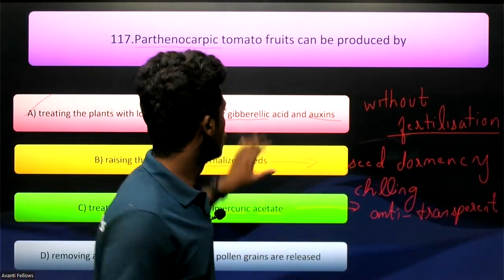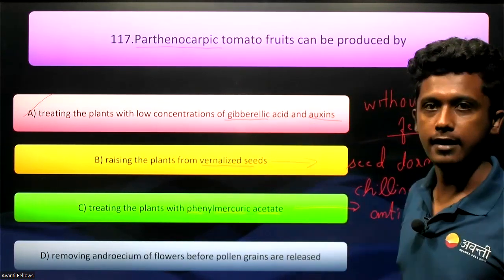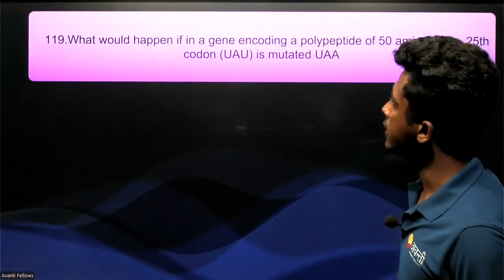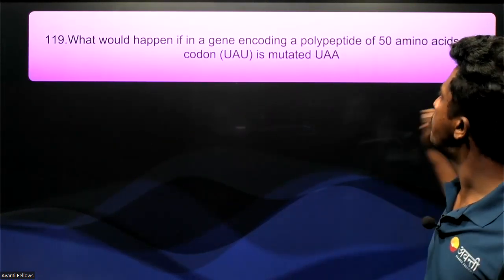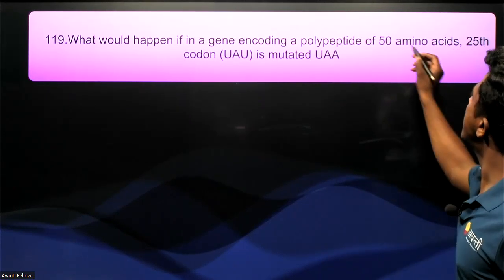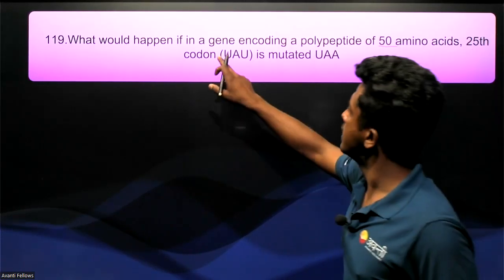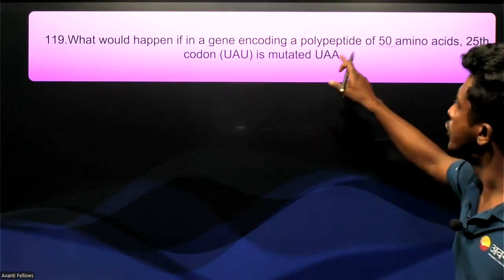Okay, so these are the options, and our right option for this question is option A, as we have seen. So let's go for the next question. Our next question is, what would happen if in a gene encoding a polypeptide of 50 amino acids, the 25th codon UAU is mutated to UAA?